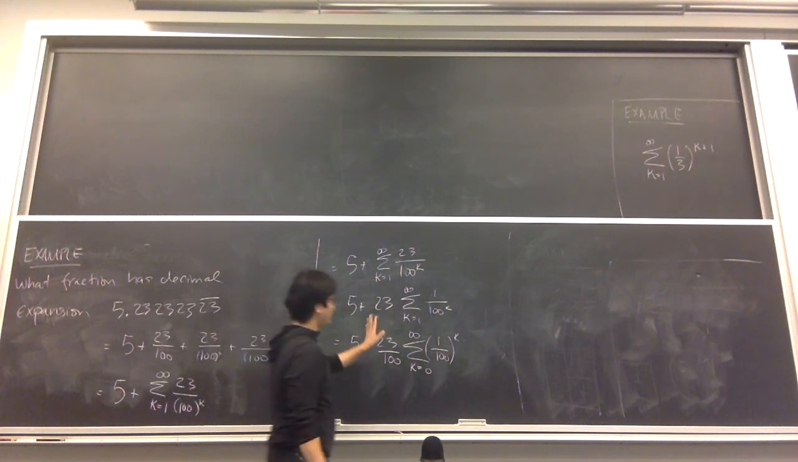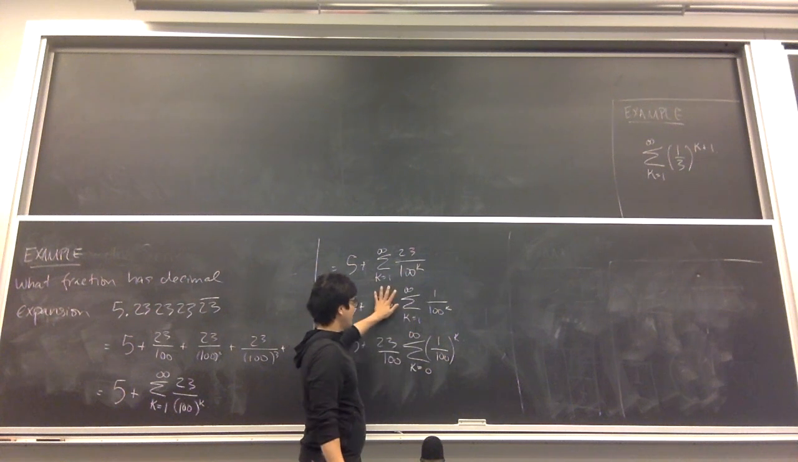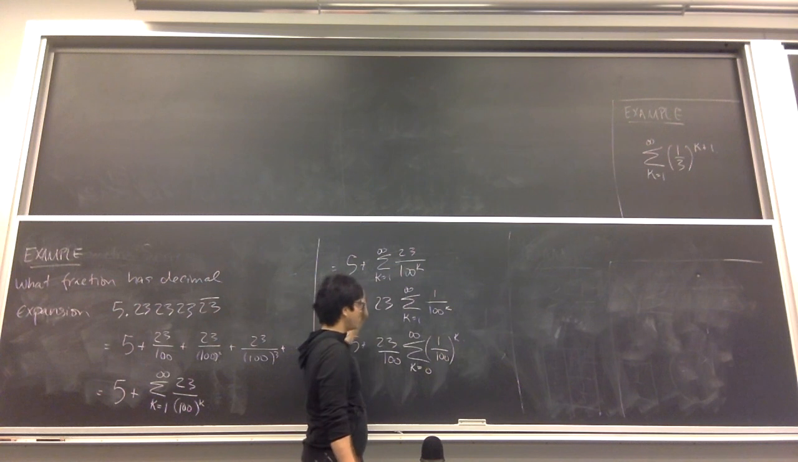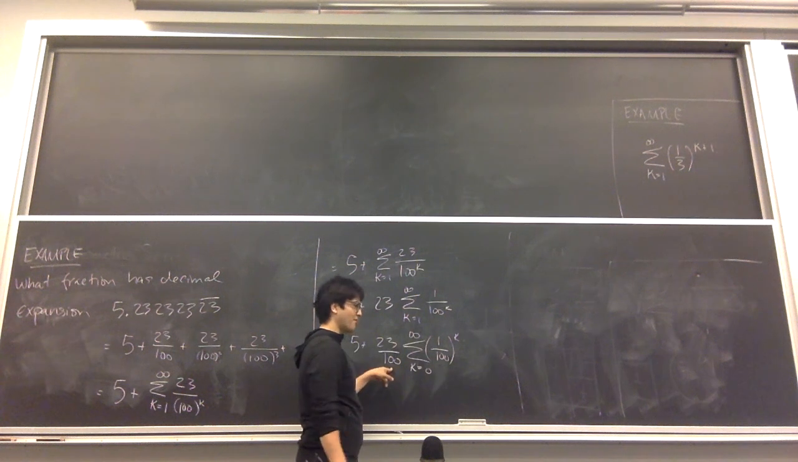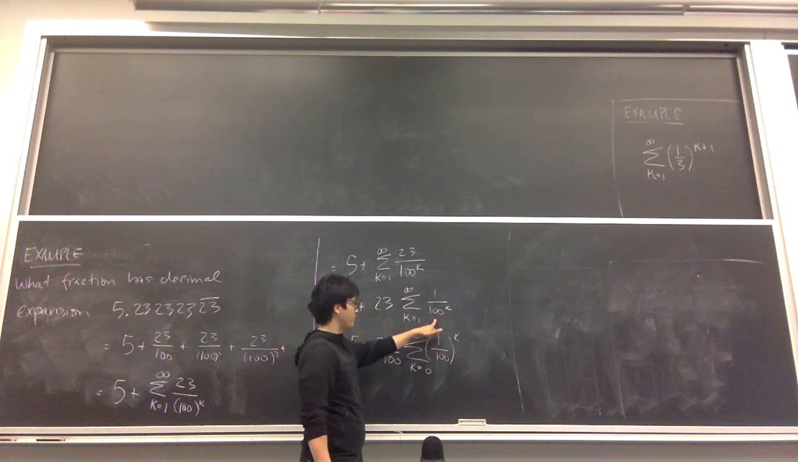So the first term coming out of here is going to be 1 over 100 times 23. So the first term should be 23 over 100. For here, if I put in a 0, this becomes 1. And this becomes 23 over 100. So that's the first term. We're good. Second term here should be 23 over 100 squared. So the second term here comes from k equals 1.